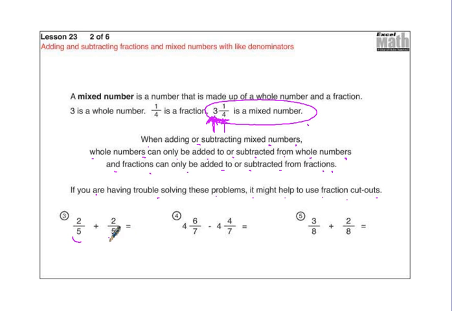So here's 2/5 plus 2/5. These are fifths, these are fifths. We're adding the 2 and the 2 together. So go ahead and write the answer to that one right here, which is, of course, 4/5.